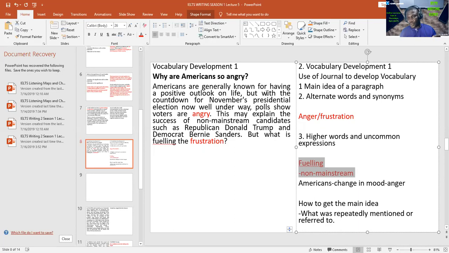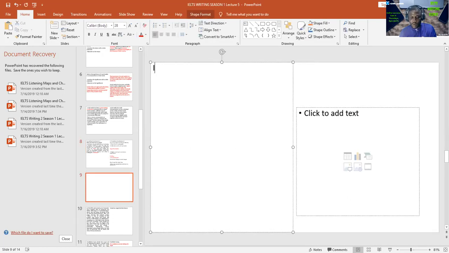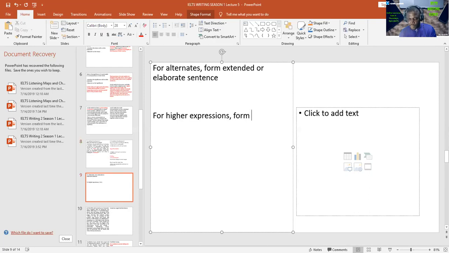So that's the first stage of vocabulary development. But what do I want you to do? I want you to start forming sentences with these words. I want you to form sentences with anger and frustration. Okay, so I will say for alternate words, form extended or elaborate sentences. And then for higher expressions or words, form simple sentences. Okay, I will give an example.